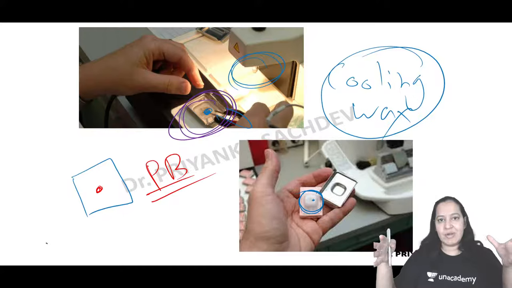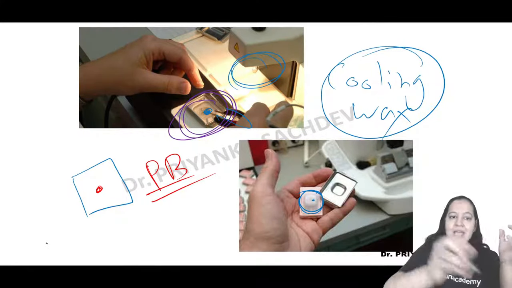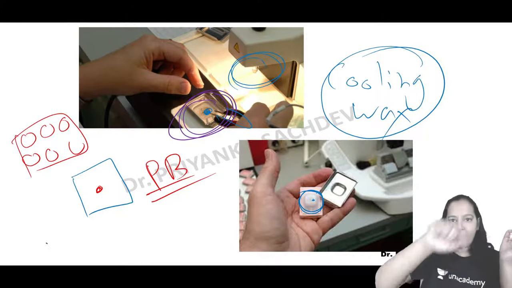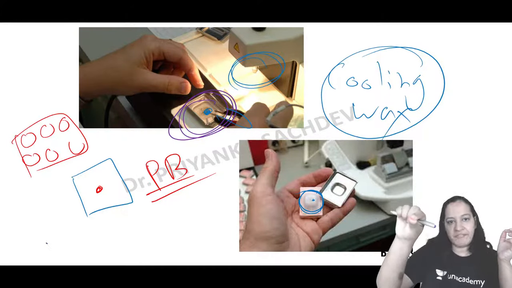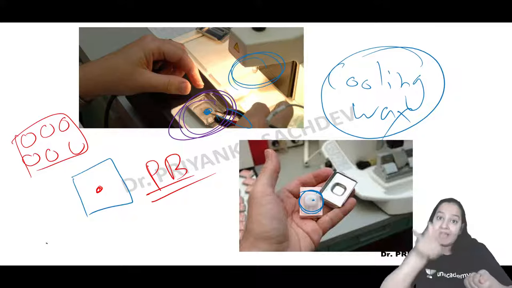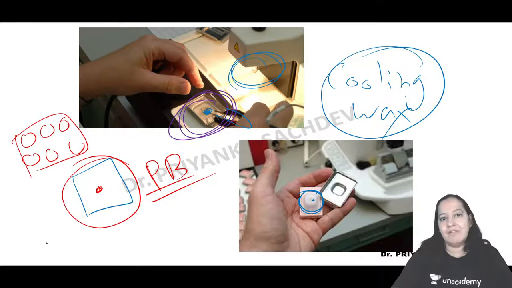Have you seen ice trays? We put them in the ice box. There are trays in which we fill the water, with holes inside. We fill water and keep it in the freezer. When it converts into ice, we take it out and twist it, and the ice cube comes out. So it is the same thing. It is a cube of wax which contains the tissue.